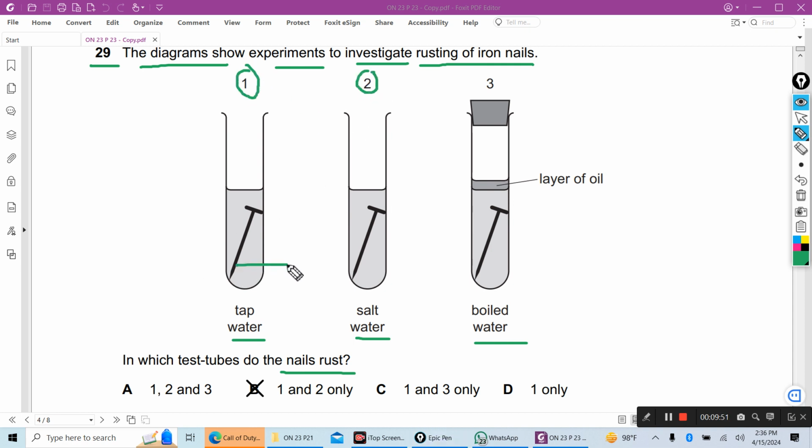Why? Tap water contains oxygen and water. Salt water also contains oxygen and water, but boiled water does not contain oxygen. So in boiling tube 3, there is an absence of oxygen. So in 3, iron nails will not rust, but in boiling tubes 1 and 2, iron nails will rust. So answer B, 1 and 2, is the right answer.